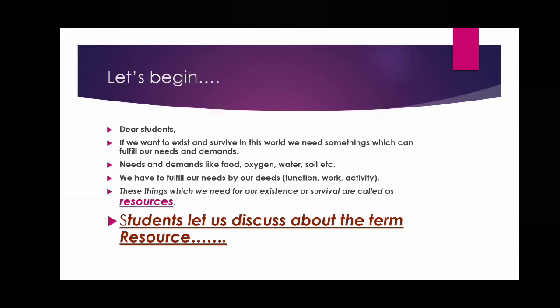So what is written in the last? These things which we need for our existence or survival are called resources. So whatever things can fulfill your needs, your demands, which can help you to survive and exist in this world, these things are called resources. Like food is helpful, oxygen is required, water is required, soil is required. Soil is required for agriculture, water for drinking or other activities, oxygen is a life-saving gas, food is also required. That means these are called resources.